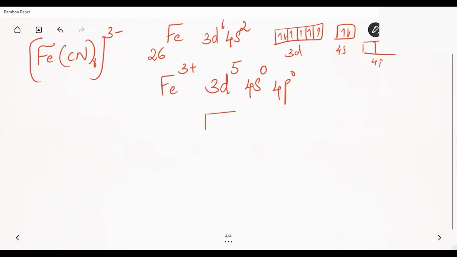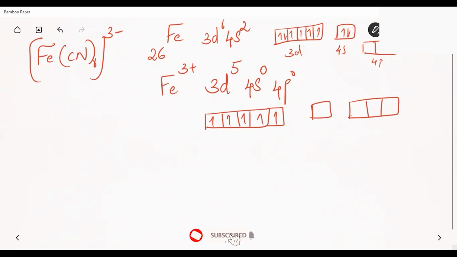How will you draw that? Five orbitals for 3d with one electron in each orbital, and nothing in 4s and 4p. So this is the Fe3+ ion. Then what is happening? Who is coming? The next task is to find out which ligand is coming: cyanide, CN-.